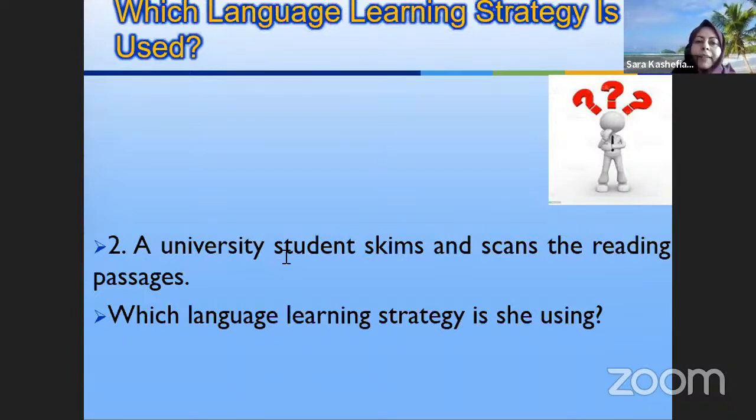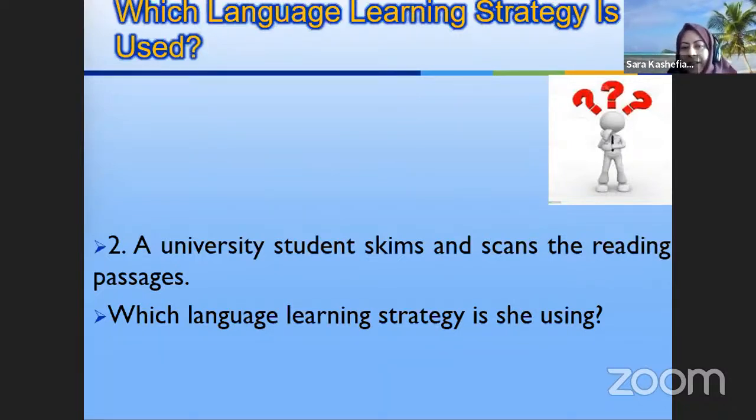So we read it for getting the main idea. Then for scanning, we look for specific information. For example, I read a novel. I don't know what time the main character was born, in which year. So I read the whole text quickly. I read the whole novel. I try to find this specific information, for example, his year of birth. So what am I doing? I am scanning.